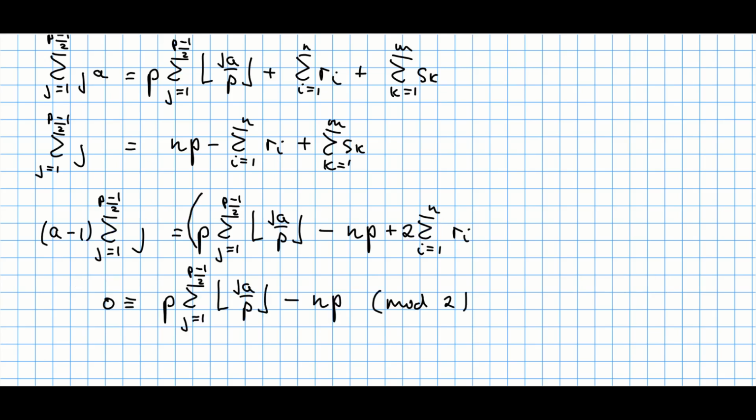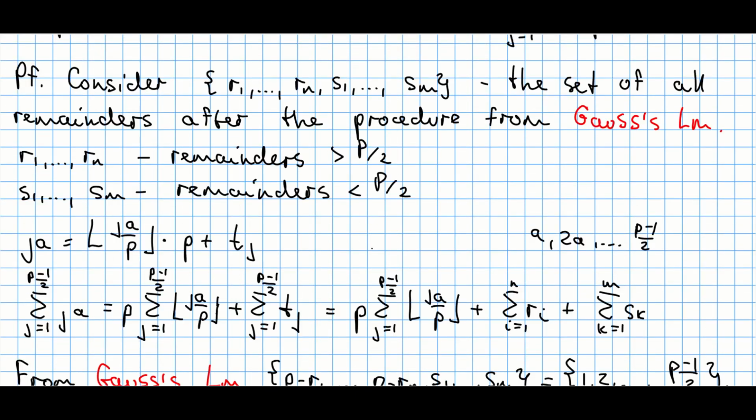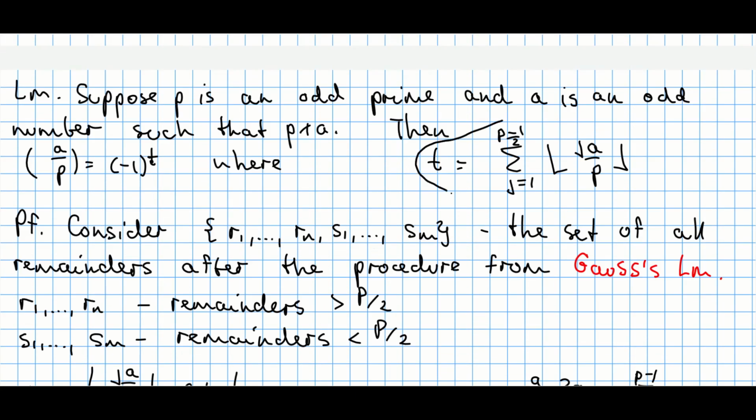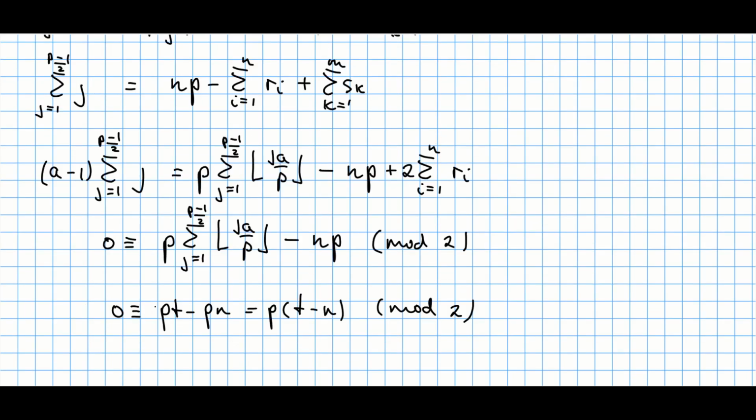So it means that p times this sum minus np is going to be congruent to 0 modulo 2. And now let's simplify again the right hand side of the equation. We have to recall that I denoted this object, the sum of all integer parts of ja over p, with the letter t. So this leads to the following equation: 0 is congruent to p times t minus n modulo 2.